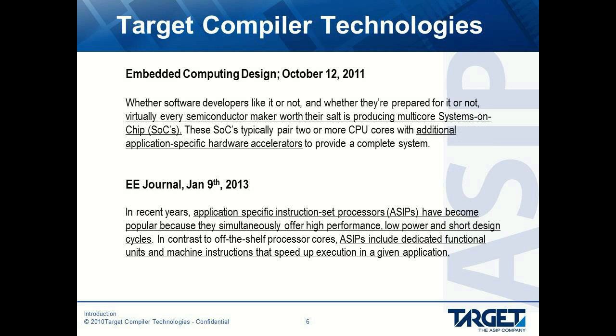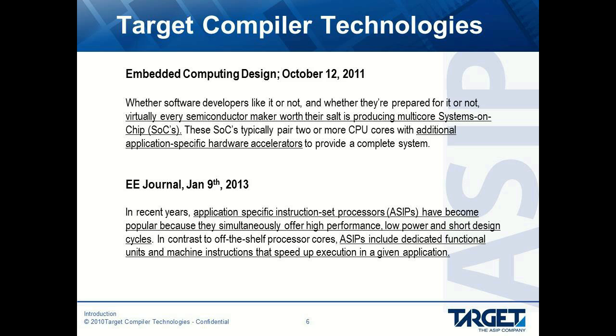Whether software developers like it or not, and whether they're prepared or not, virtually every semiconductor maker worth their salt is producing multi-core system-on-chips. These SoCs typically pair 2 or more CPU cores with additional application-specific hardware accelerators to provide a complete system. In recent years, application-specific instruction set processors, ASIPs, have become popular because they simultaneously offer high performance, low power, and short design cycles.